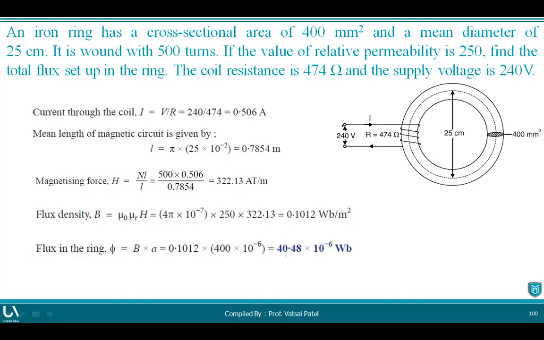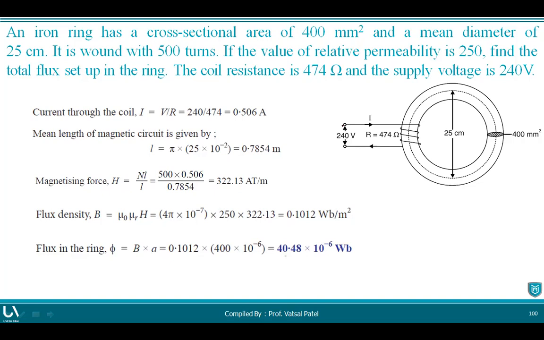From this calculation, we identify the total flux generated in the ring. It is simple: we multiply the flux density by the cross-sectional area. The 400 mm square is converted into meter square, so it is multiplied by 10 raised to minus 6. So at the end you get the value of 400 into 10 raised to minus 6.